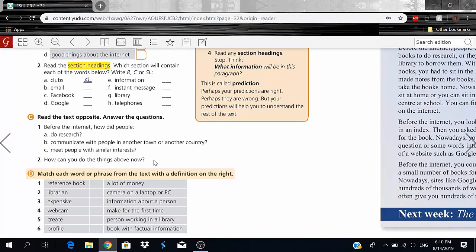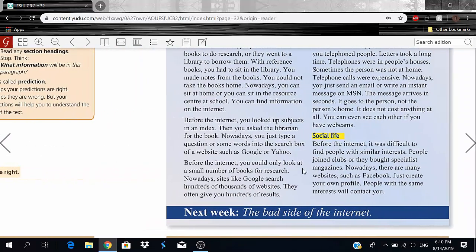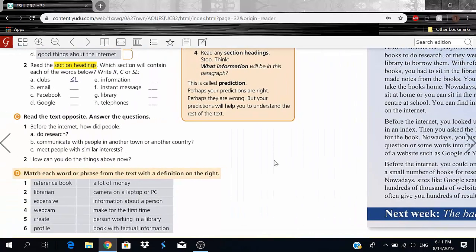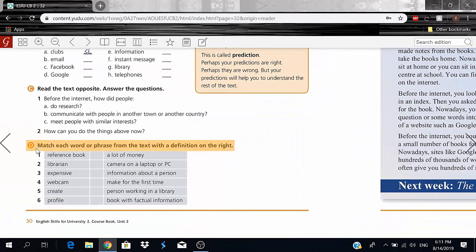Meet people with similar interests. And obviously, getting an answer from here, I can say there are many websites such as Facebook. Just create your own profile and people with the same interests will contact you. Okay? Pretty simple stuff. Now let's go to exercise D.